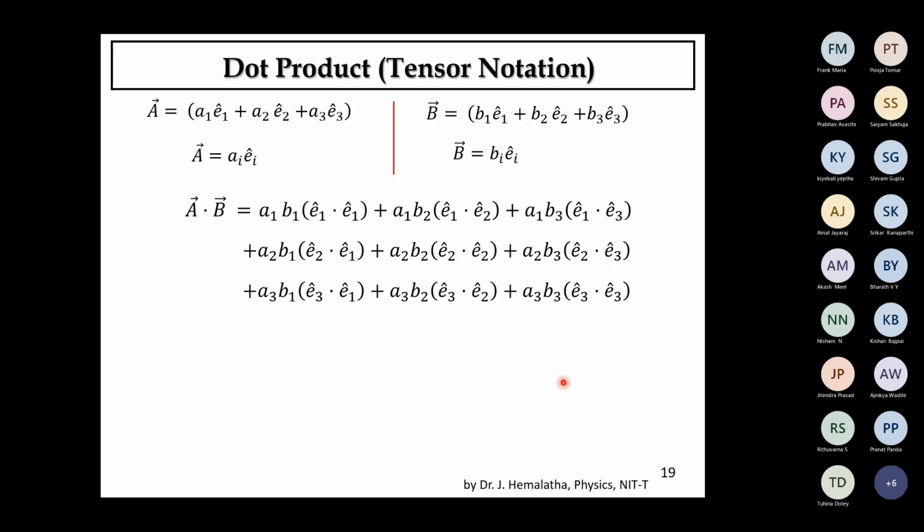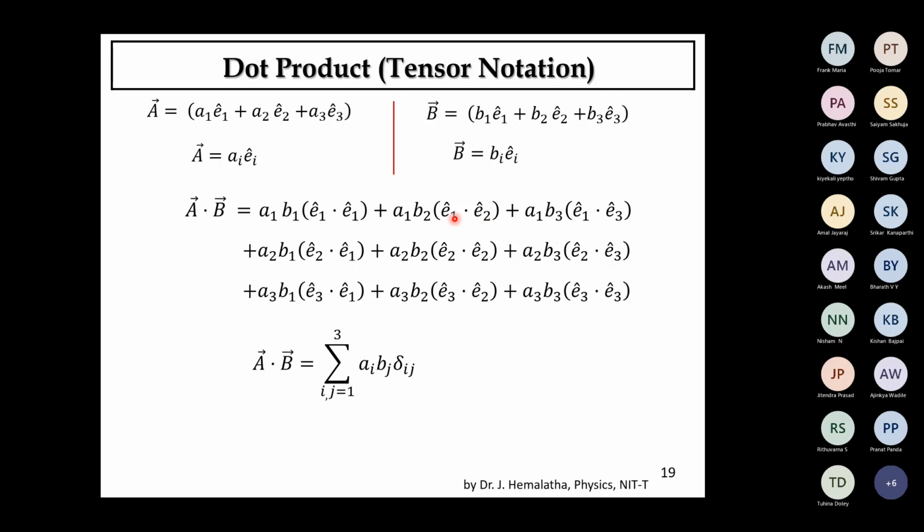Ma'am, double summation. Ai Bj ei dot ej. Okay, yes. As you said, Ai Bj, up to that is correct. And you said e also inside, that is very good. But here we know the dot product between these two will end up as 1. e1 dot e1 is 1. e2 dot e2 is 1. e3 dot e3 is 1.